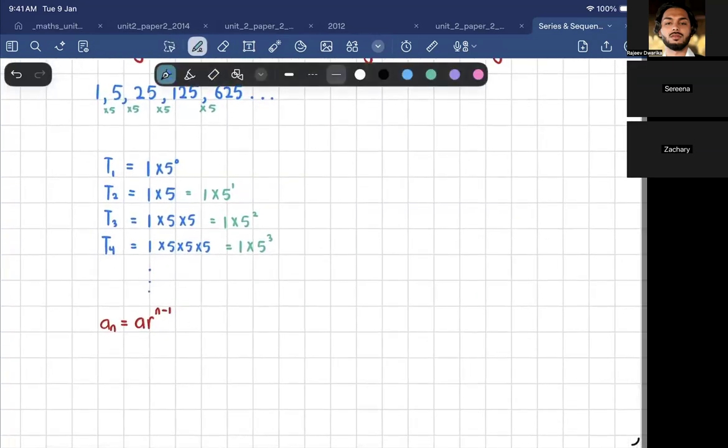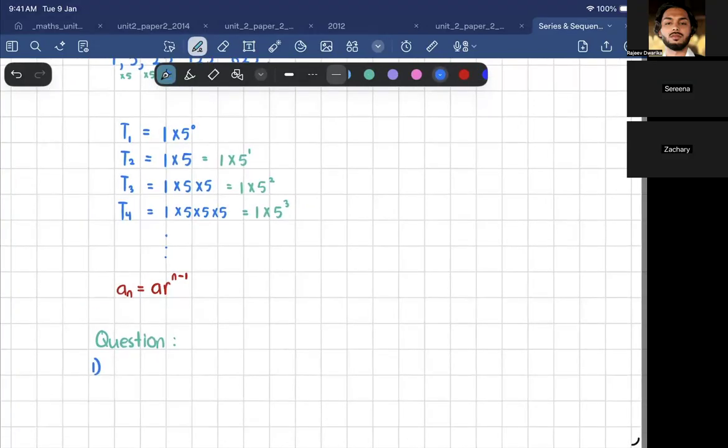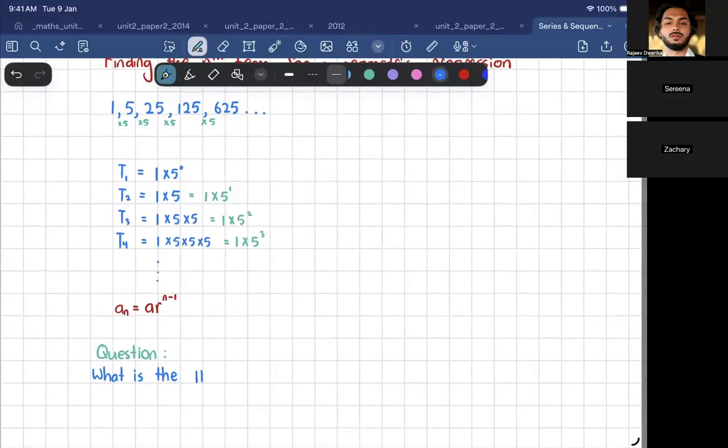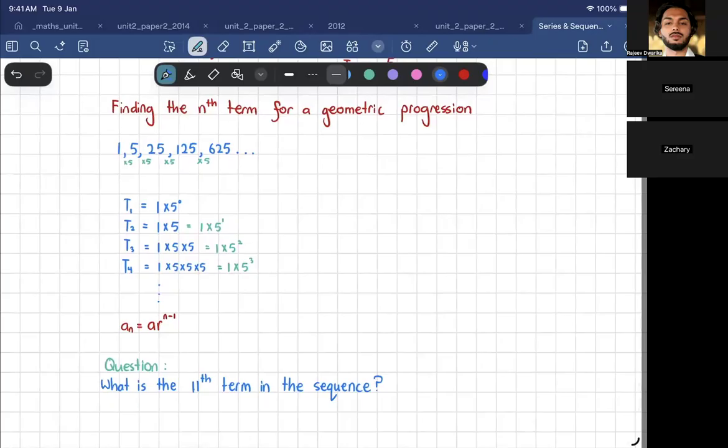So let me ask you a question now. All right, so I want you guys to answer that question for me. What is the 11th term in the sequence? And the sequence I'm talking about is this sequence over here. So Zachary, do you think you're going to keep multiplying by 5 until you inevitably reach the 11th term?